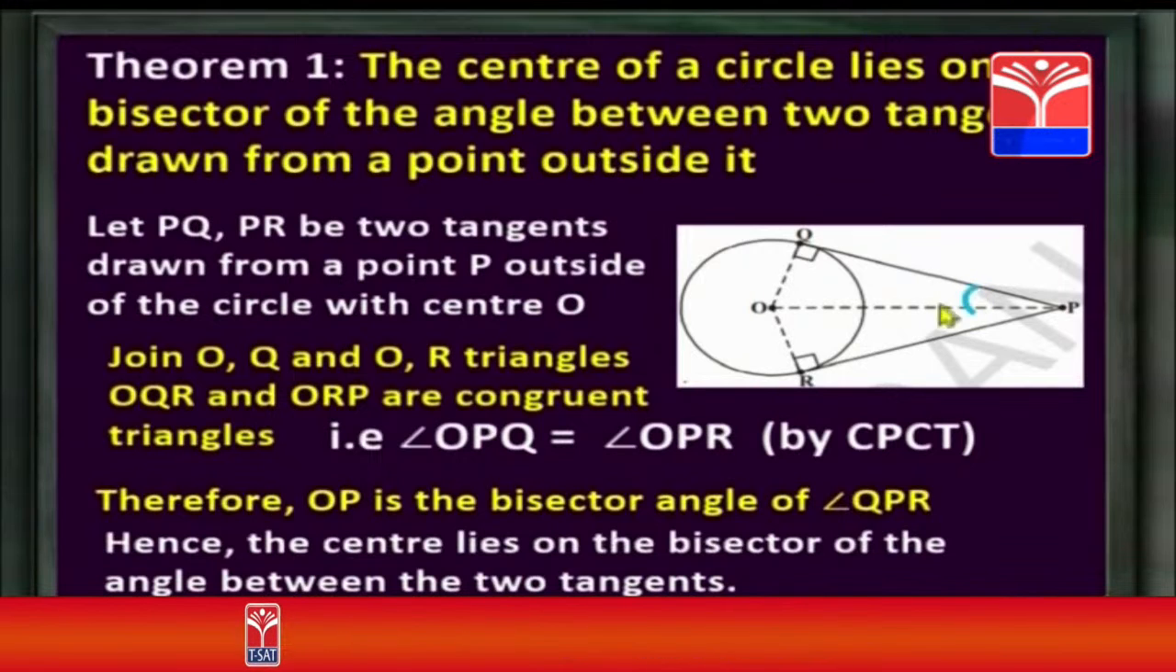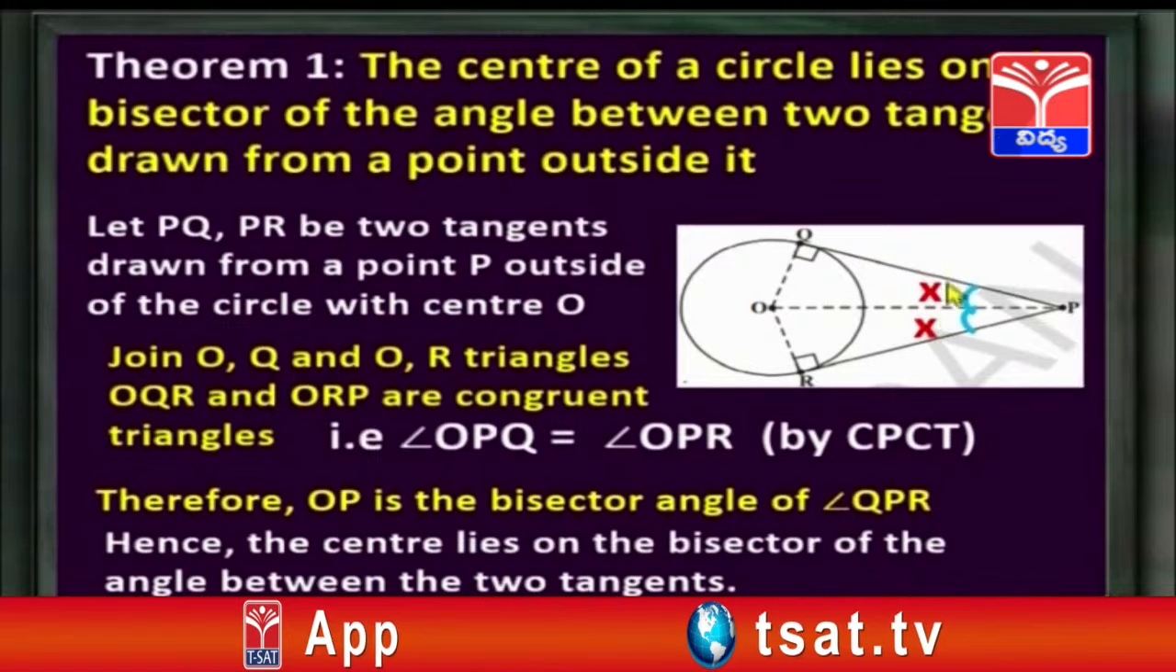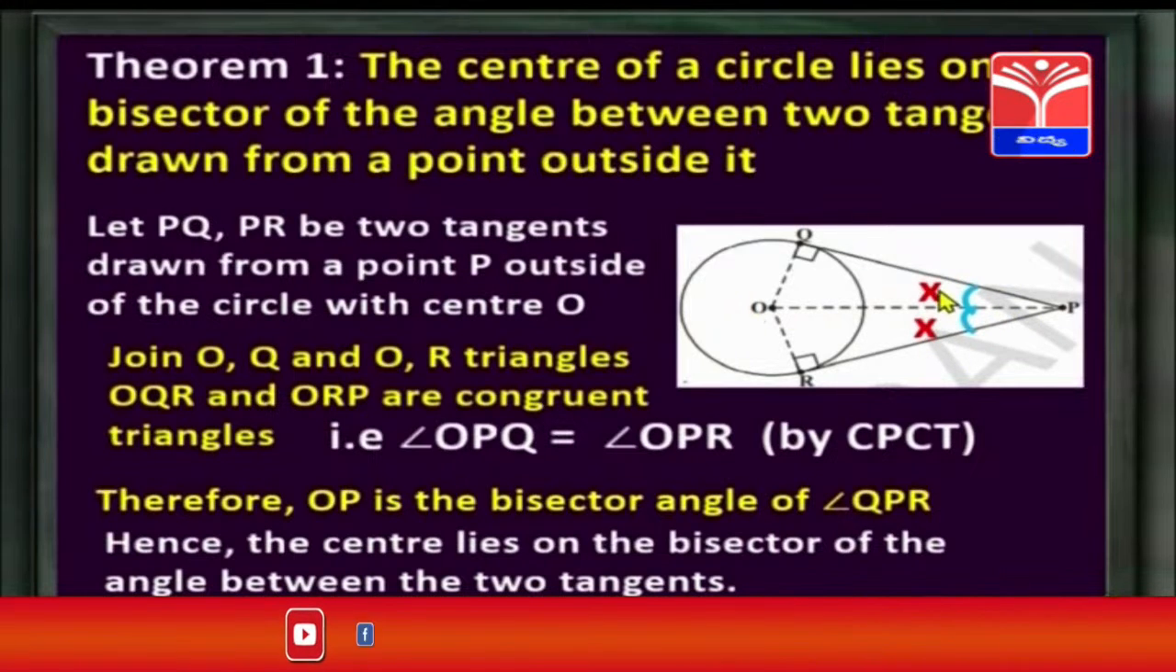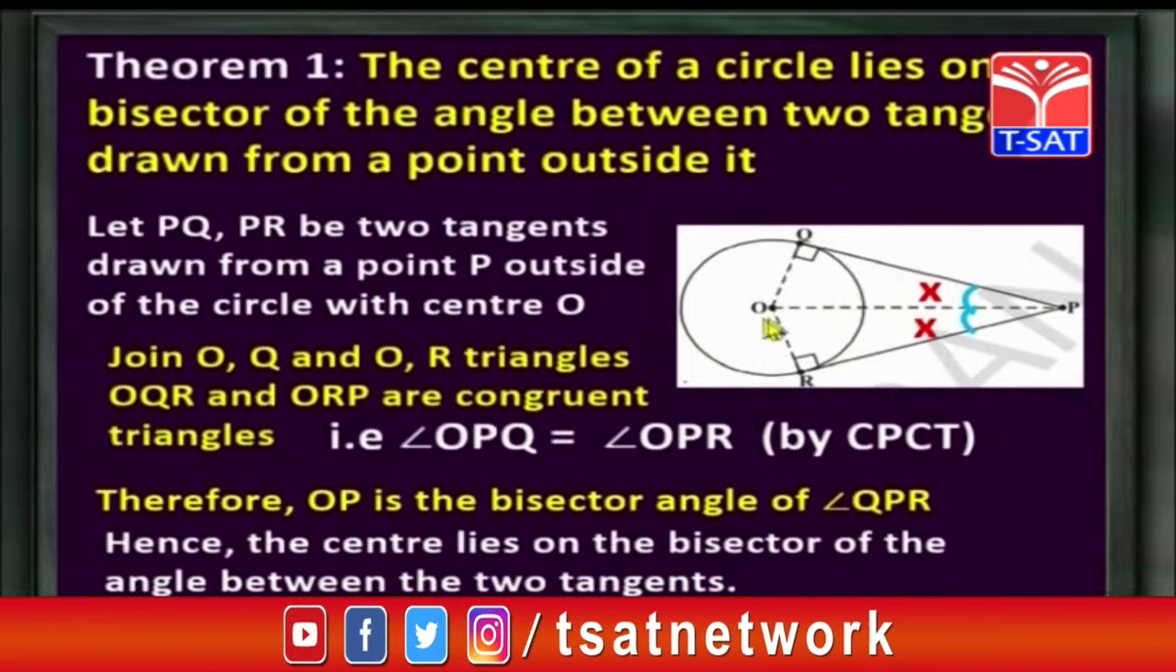So, say this angle is x, and this one more angle is also equal. Suppose the total angle is 2x, this line divides it into two equal angles, that is x and x, and this line always passes through the center of the circle.